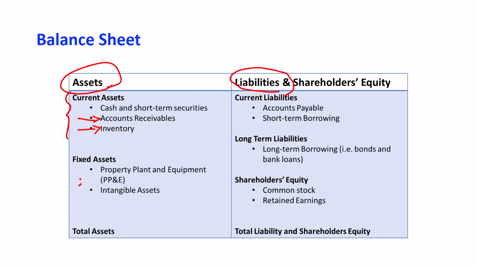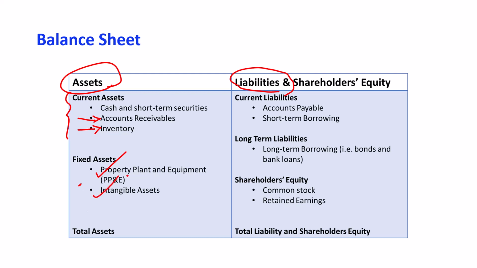The other group of assets are fixed assets. These are assets that typically have a long life and are either tangible, such as machinery, real estate, a fleet of trucks, or factories, for example, or intangible, such as patents and trademarks.